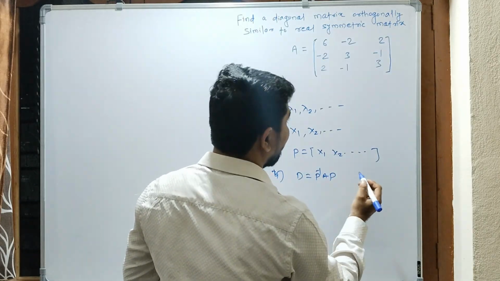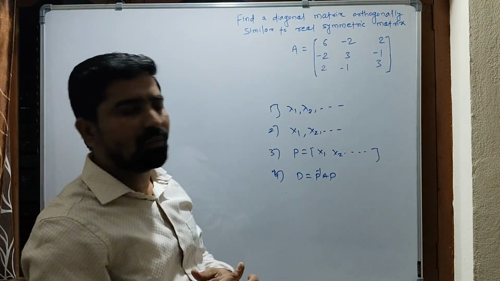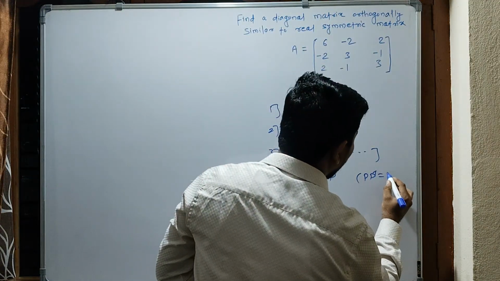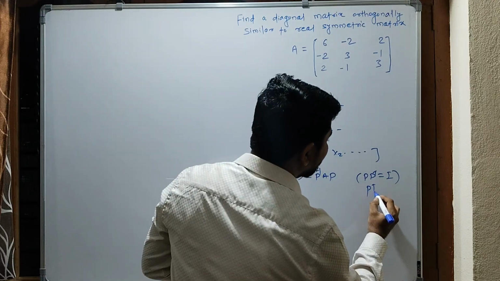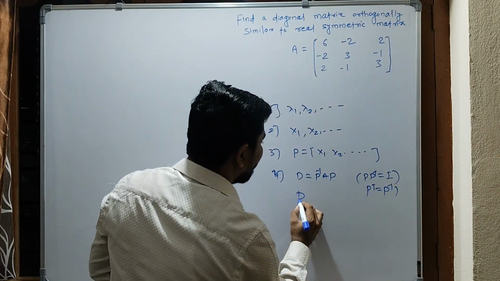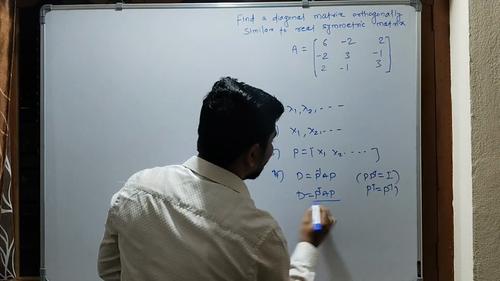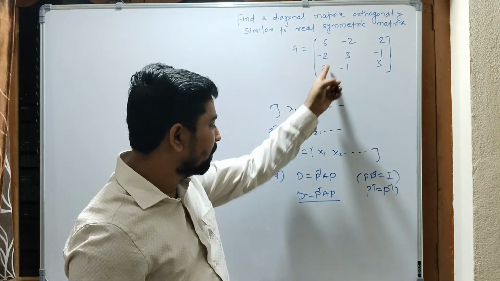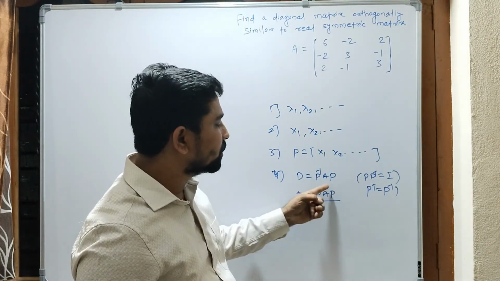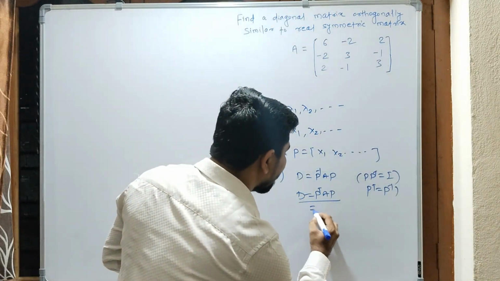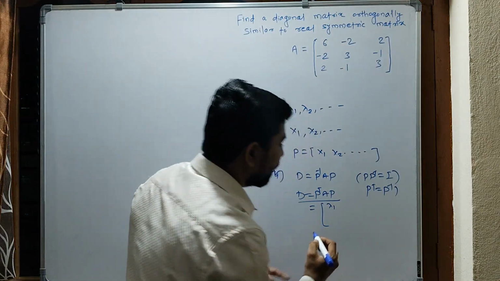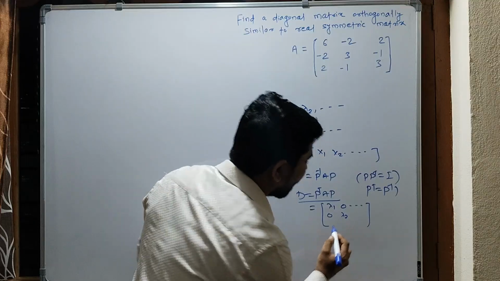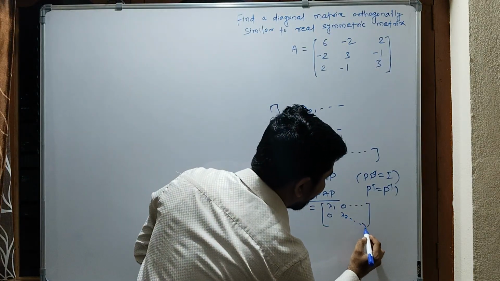Since P is an orthogonal matrix, P times P transpose is equal to I, so P transpose is equal to P inverse. Therefore D can be written as P transpose A P. That is what we have to find. Here this is the model matrix, A is the given matrix, and after performing this matrix multiplication, you will get the diagonal matrix having lambda 1, then the second eigenvalue along the diagonal and so on up to lambda n.